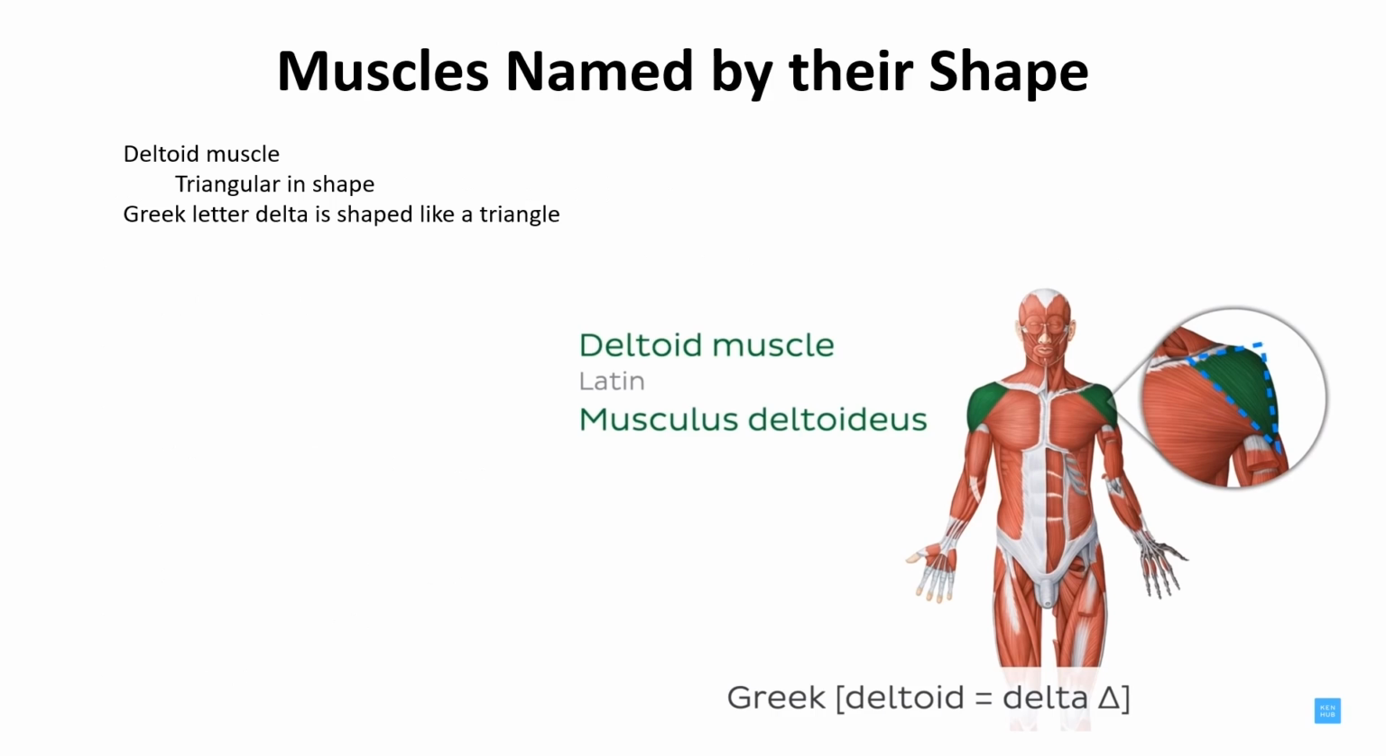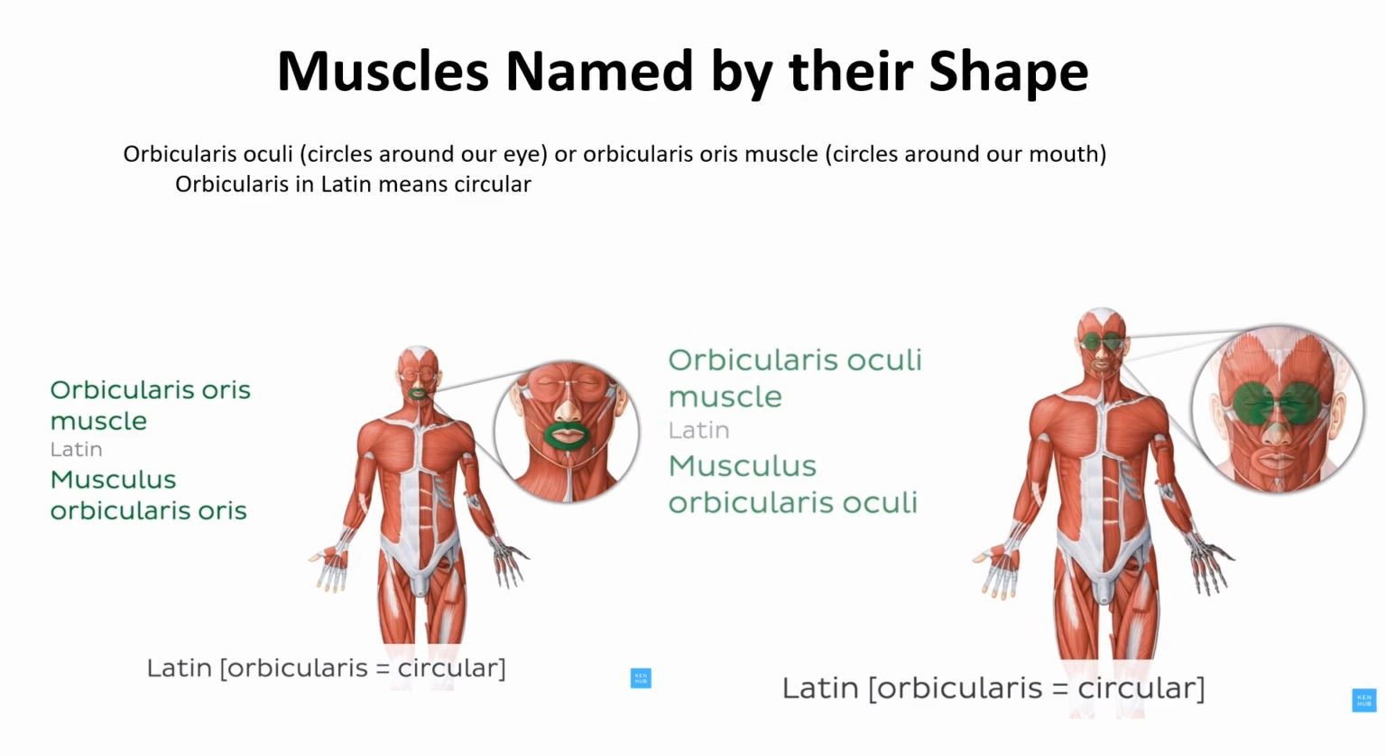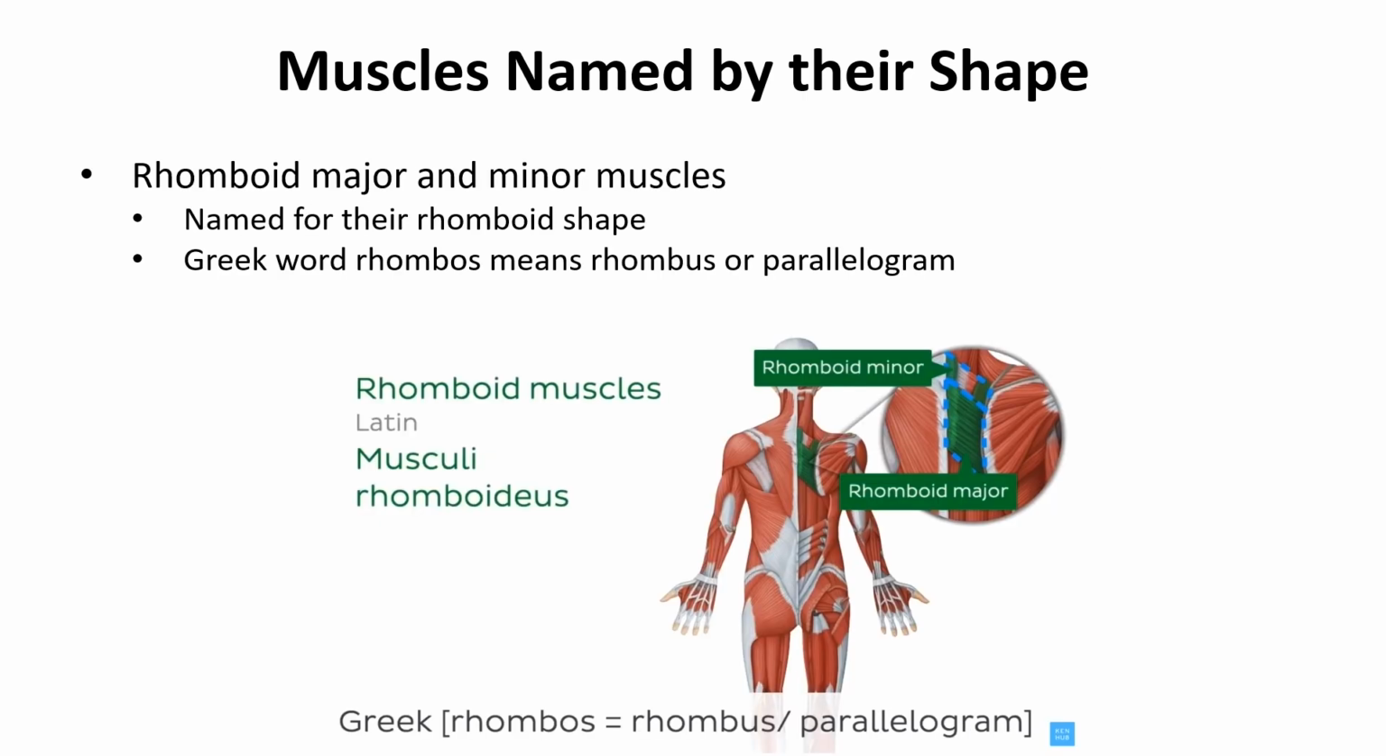The deltoid muscle found in the shoulder is an excellent example of a muscle named by its triangular shape. Other examples are these two circular muscles that encircle two facial openings, orbicularis oculi and orbicularis oris muscles. The rhomboid muscles are also named by their rhombus or parallelogram shape.